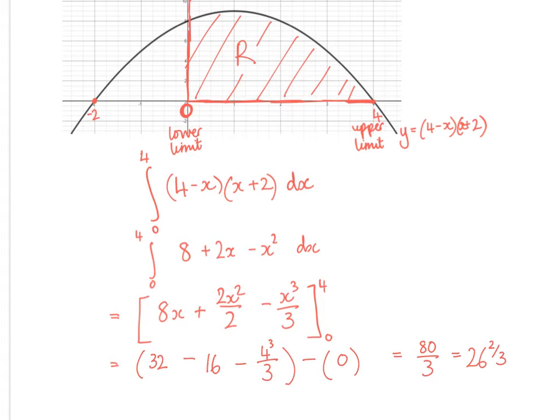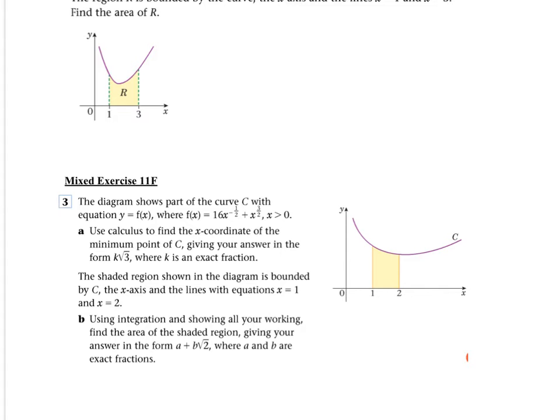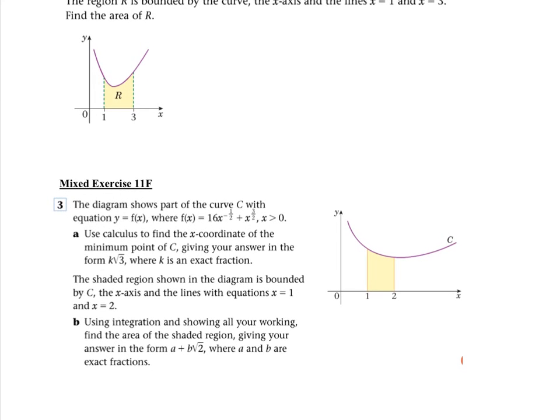So when you're given boundaries as well, identify the area on your curve, identify your lower limit and your upper limit, make sure that your curve is in a form that you can integrate it. Substitute your upper limit in, take away your lower limit, and then you get a numerical value at the end. So to practice this, I'd like you to have a look at the next page, which is exercise 11b. There's a couple of questions here to do. So question 3, and then I've taken another one from the mixed exercise, which is also a question 3.